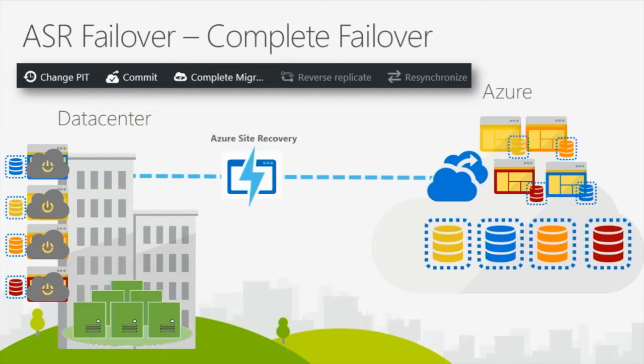So we can do that by selecting the Change PIT option. It'll present all of the recovery points available to us. We can select an earlier recovery point, and then it will roll the machine back to that recovery point. If we're happy with the way the virtual machine is running, then we can choose Commit. When we choose Commit, the snapshots that ASR has created to enable the rollback get removed, and the machine gets prepped for fail back to on-premises.